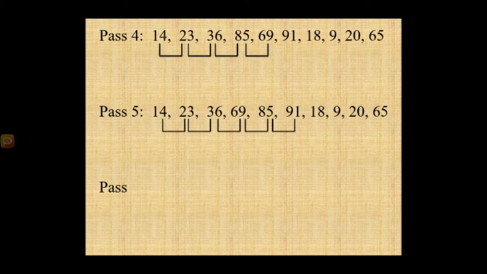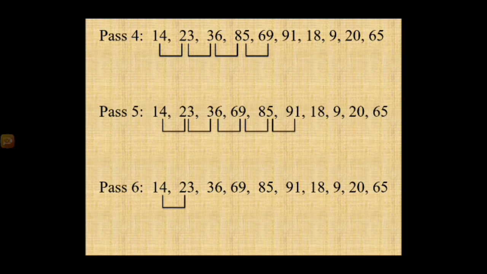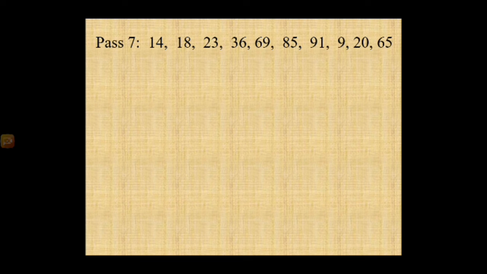So pass 5 and pass 6 are similar: 14, 23, 36, 69, 85, 91, 18, 9, 20, 65. In pass 6 we compare 14 and 23, 23 and 36, 36 and 69, 69 and 85, 85 and 91, 91 and 18. So 18 is shifted to the second position. The array becomes 14, 18, 23, 36, 69, 85, 91, 9, 20, 65.